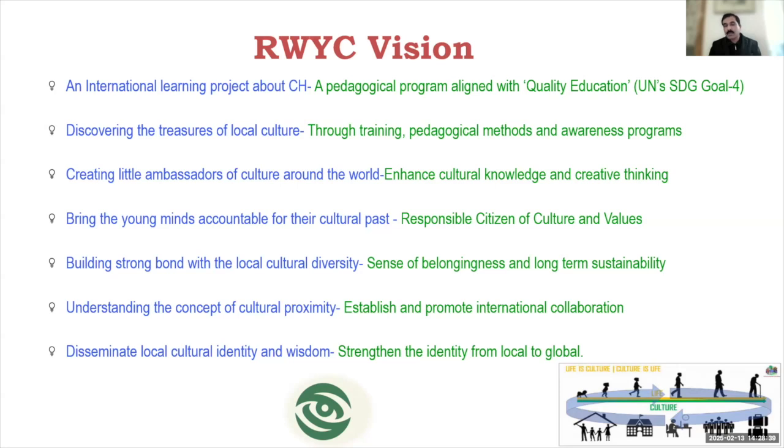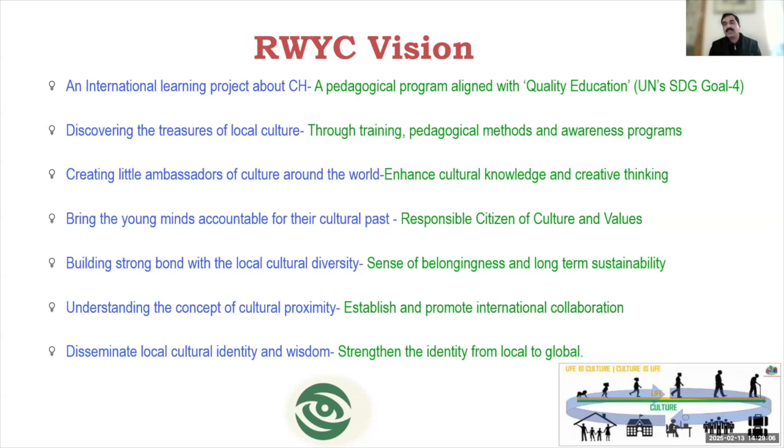Understanding the concept of cultural proximity, as we know, it establishes and promotes international collaboration. That is also one of the important aspects of RWIC, and it also disseminates local cultural identity and wisdom, which strengthens the identity from local to global. Many of the cultural heritages which are part of local communities are unknown to the world, or even to the adjacent countries. So through this program, we always believe in differences, and we always believe in similarities.